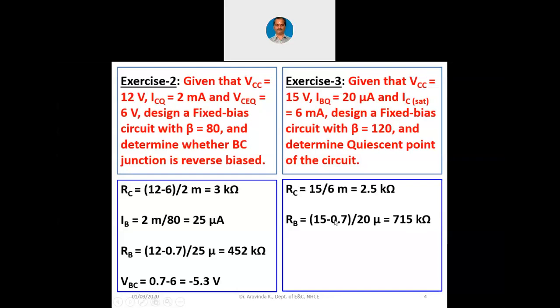So we got this RB, we got this RC. That means the transistor's design is done. Sorry, the transistor's biasing is done. Now we also have to find out ICQ and VCEQ. We have to find out the quiescent point.